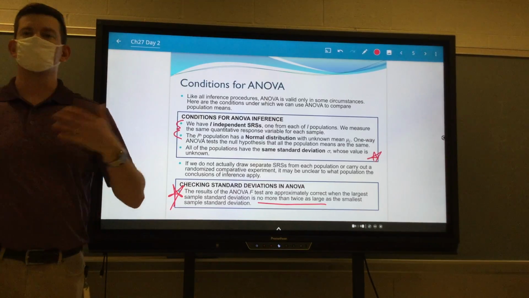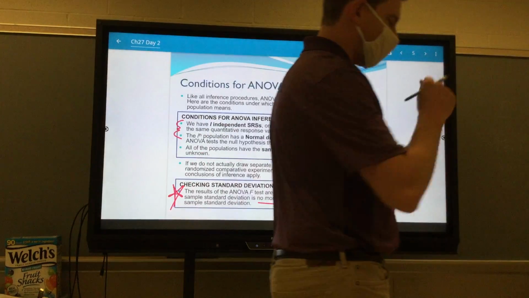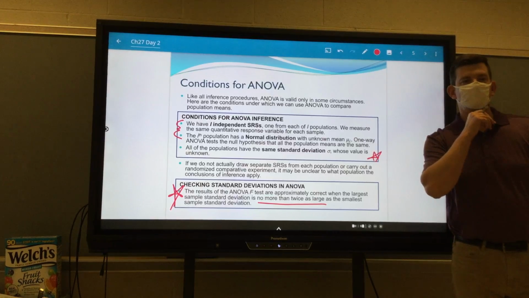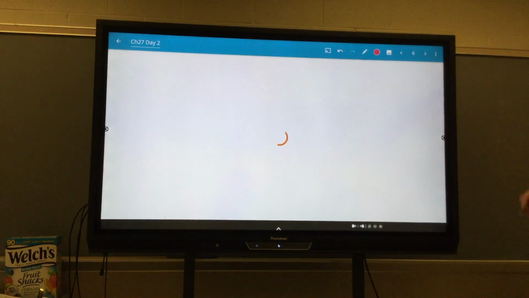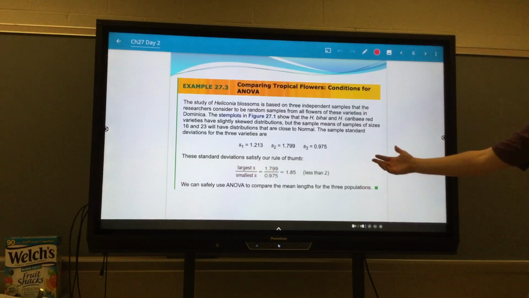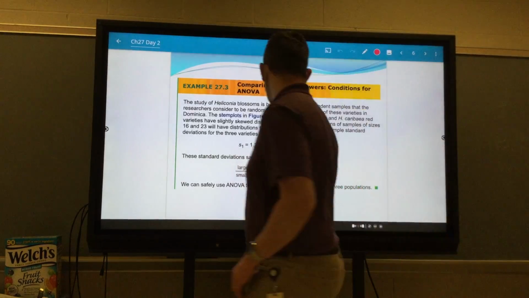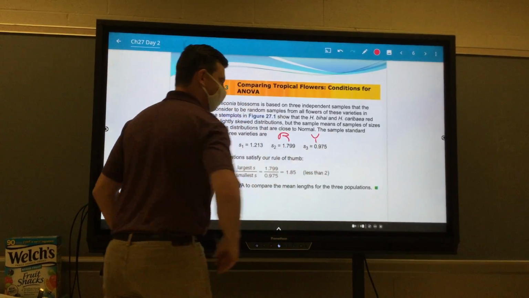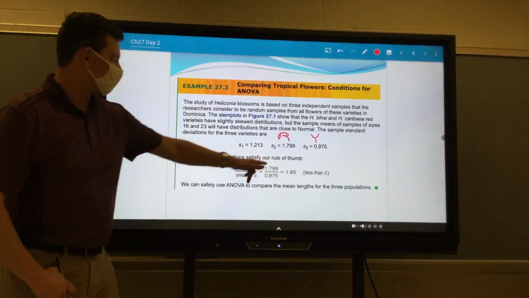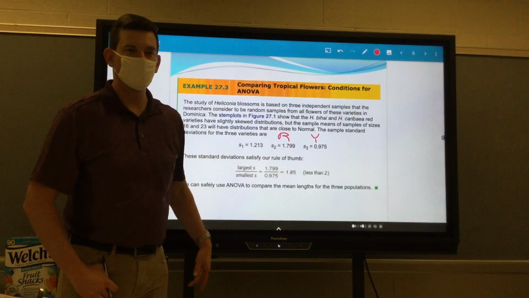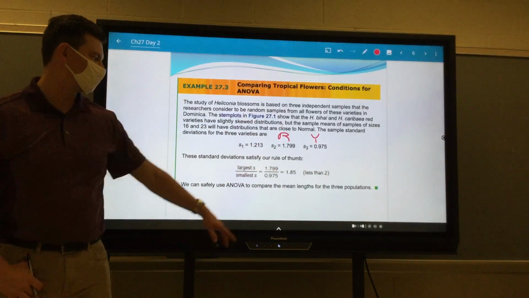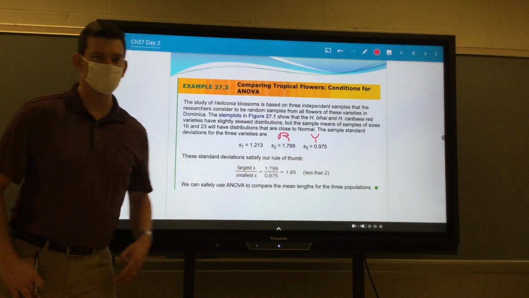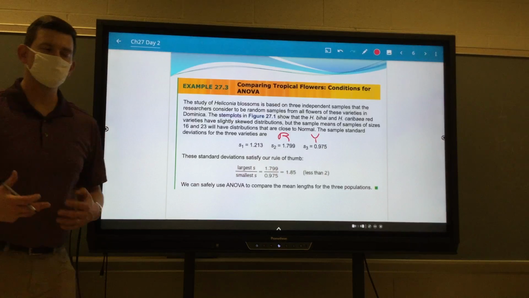Okay? So like these flowers, we're comparing 3 different varieties of flowers. Each had their own sample standard deviation. When we go back and look at our raw data, the largest standard deviation was that middle variety, the red. The smallest standard deviation was the yellow. So if we do big standard deviation divided by small standard deviation, we get 1.85. As long as that value is less than 2, our results should be pretty accurate.